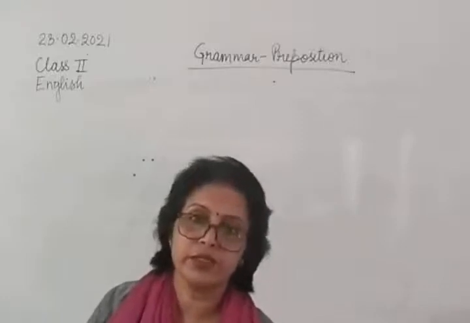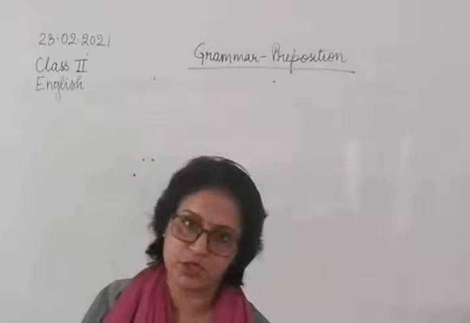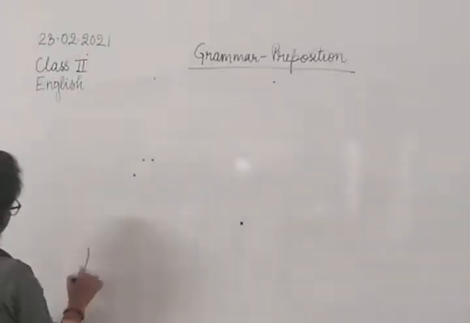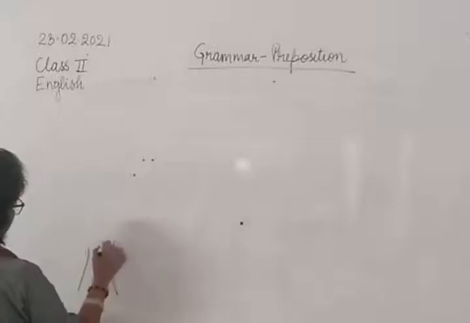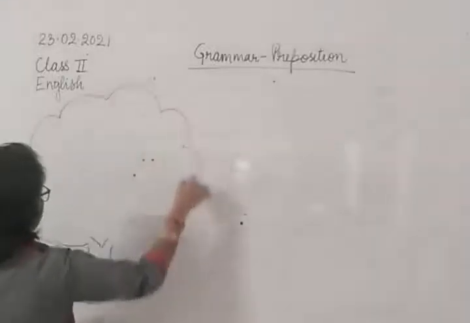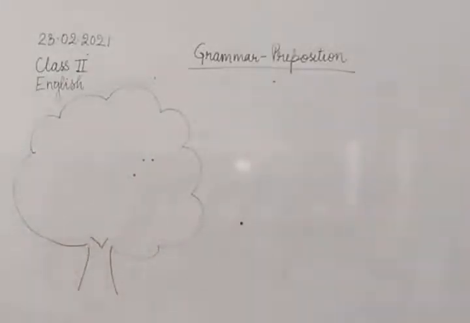Draw a tree and from that tree you have to pick prepositions. पहले हम tree बना लेते हैं. Let me draw. थोड़ा बड़ा बनाना पड़ेगा tree को. Okay, this is the preposition tree. ठीक है? This is the preposition tree and now I'm going to draw some fruits of preposition.